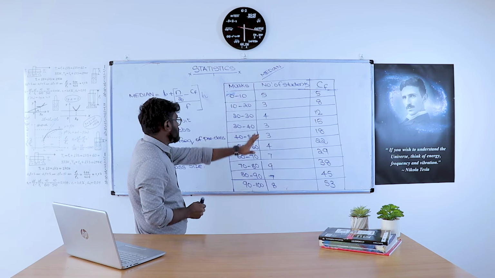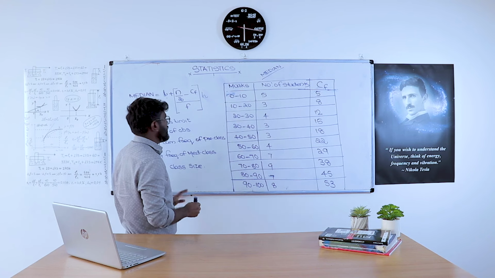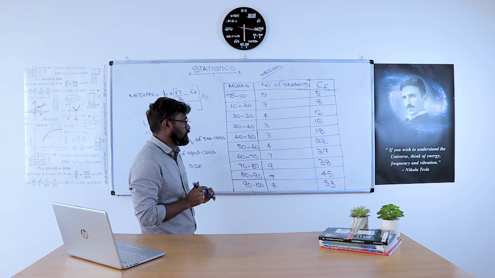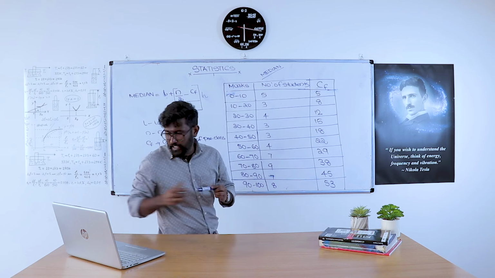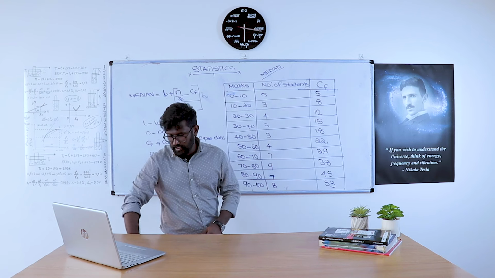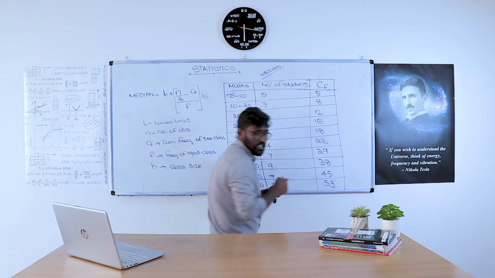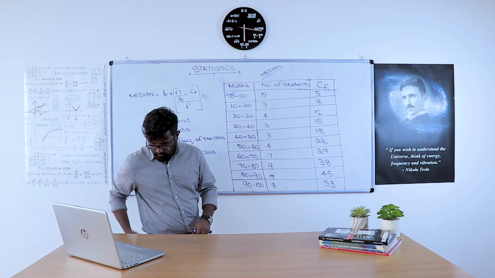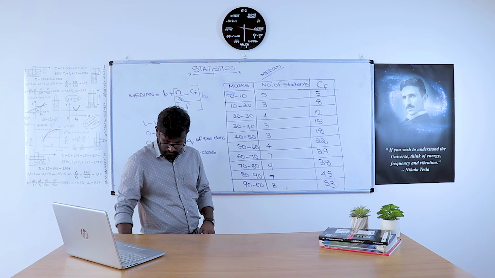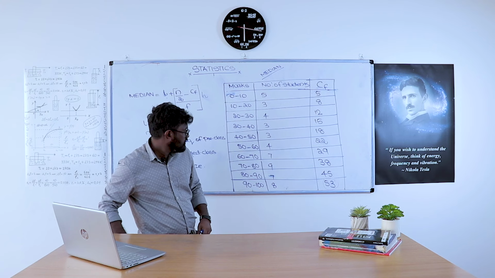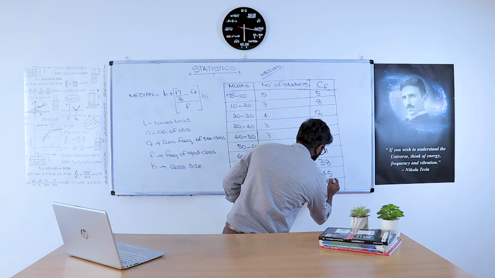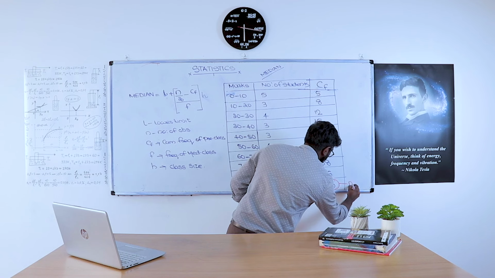So this is the cumulative frequency. Then we have to find the median class. How will you find the median class? Take the final cumulative frequency. At last, the frequency is 53. So this is considered as n.